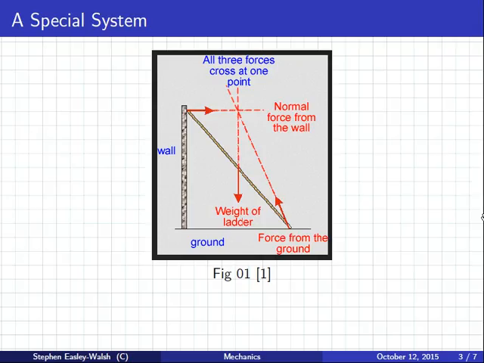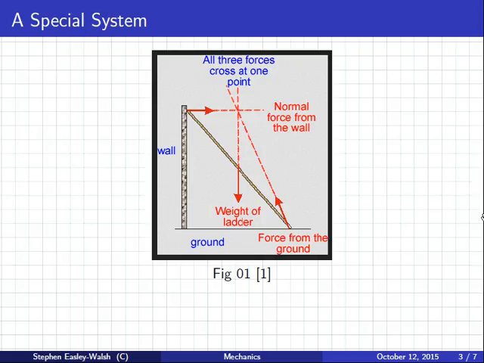And what I want you to notice is that there are three forces on the ladder. Can you see that? The first force is between the ladder and the wall. The second force is the weight in the middle of the ladder. There's no one on it right now, but the weight of the ladder itself. And the last force is the reaction between the ladder and the ground.